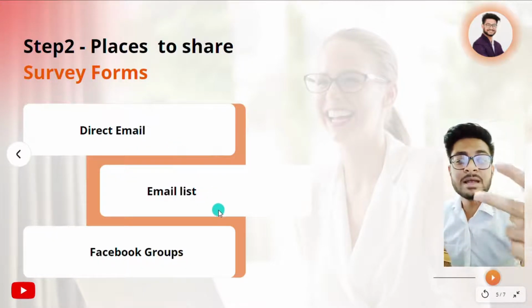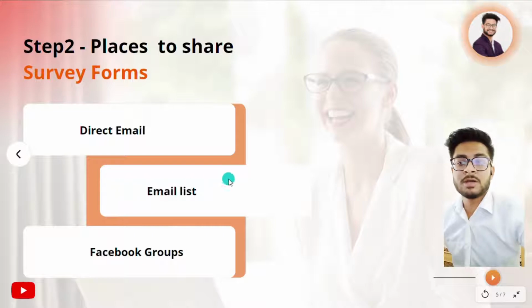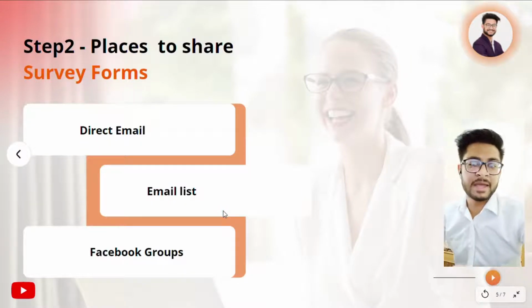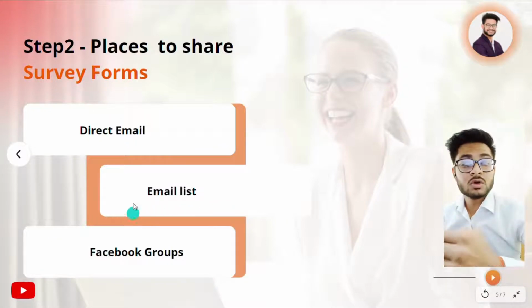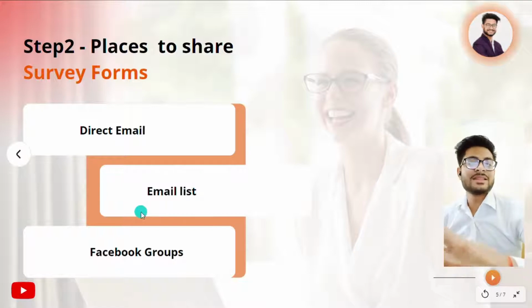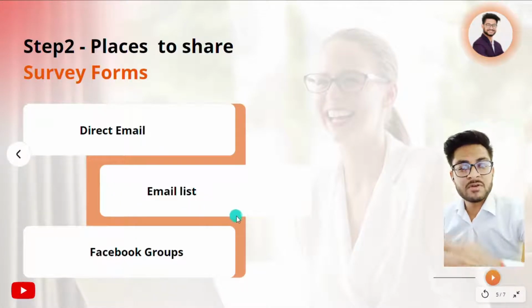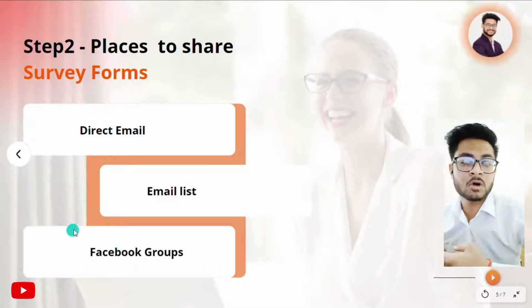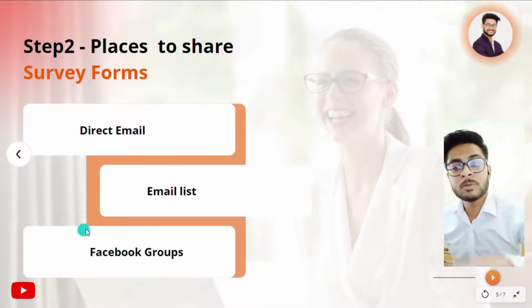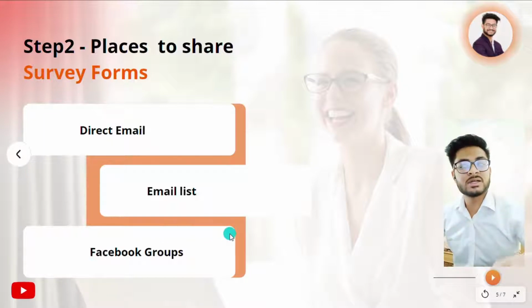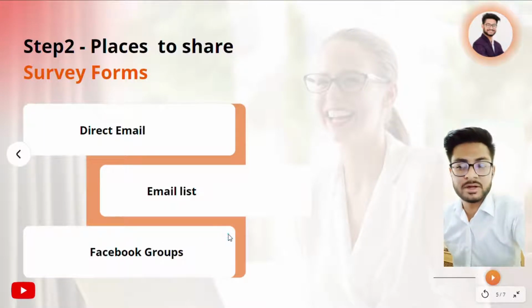So the email list is the second option. Your email list might be supported by a certain tool, maybe Aweber, maybe MailChimp. So you can copy the link and use it on your email marketing tool. The third option is Facebook groups. Firstly, you have to understand what your niche is and find the groups accordingly. When you have found the groups for your niche, you can send those Google Forms in them so that you can get the answers.